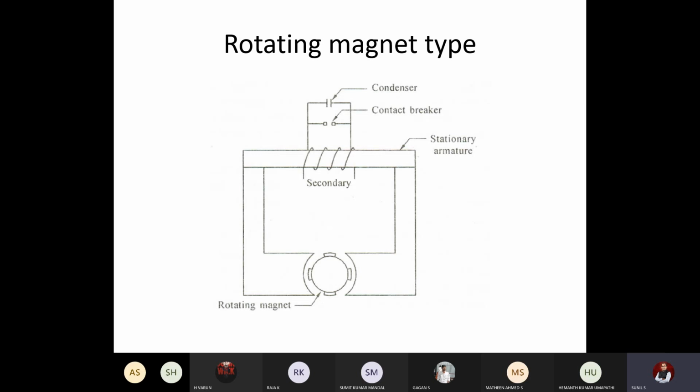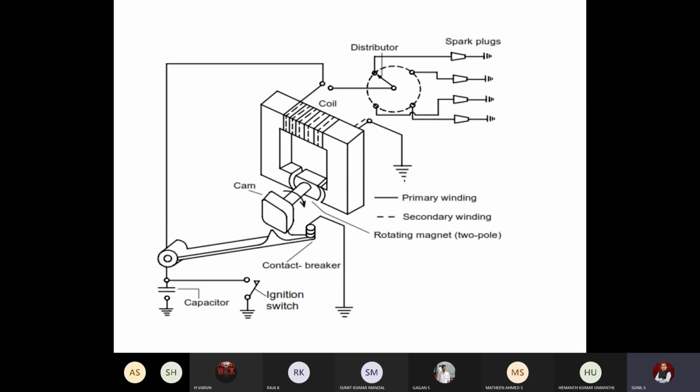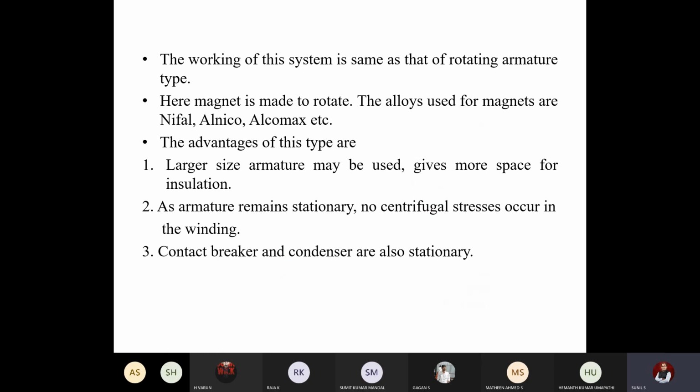So can you give me one example where this mechanism will be used? Any one of you? So Bajaj Chetak scooters you might have seen, TVS, there will be no battery in that. Without battery, how will the spark be produced? This magneto system will be used. Okay. The same thing is explained here.